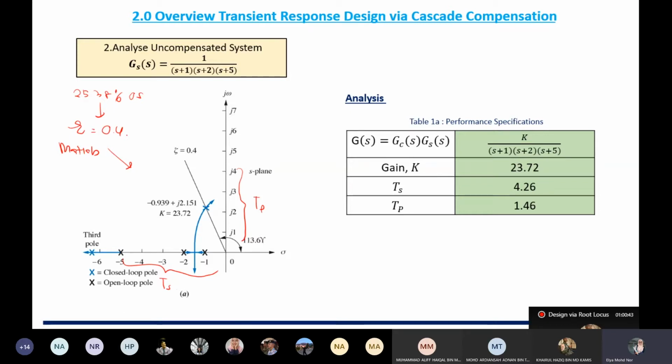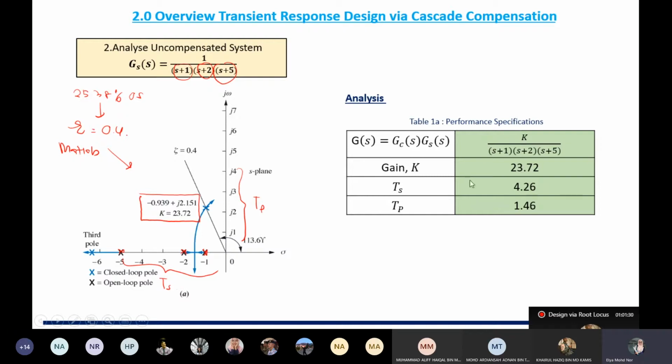In this case, you have 3 open loop poles: s plus 1, s plus 2, and s plus 5, so poles at minus 1, minus 2, and minus 5. From these open loop poles, we get the closed loop poles on the blue line. As you can see here, there is only one root locus branch that intersects the damping ratio 0.4. The point where this root locus intersects is at minus 0.939 plus j2.151, and at this point the gain is 23.72. All these things we pick up and put in the table.